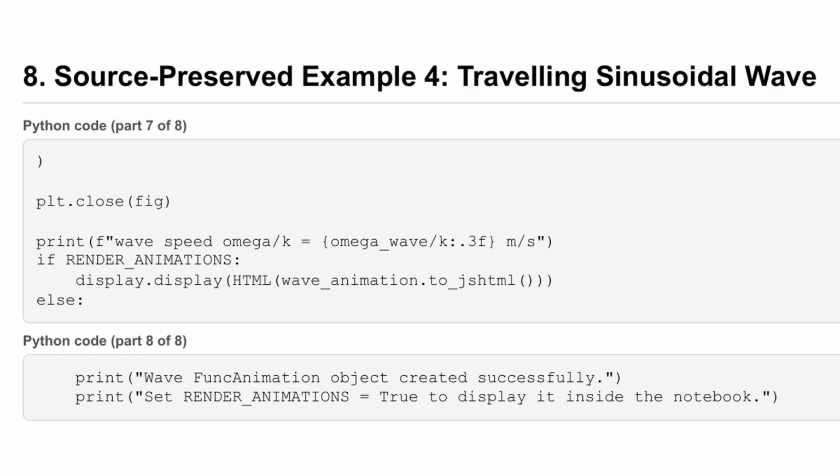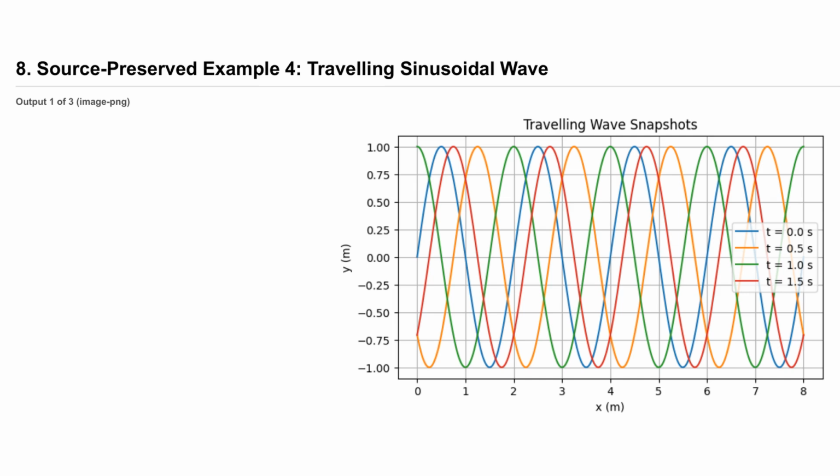The stream output confirms the wave parameters, including a wave speed of 2 meters per second and a wavelength of 4 meters. The static plot shows the initial snapshot of the wave at time 0. The clear sinusoidal shape serves as a baseline before animation.